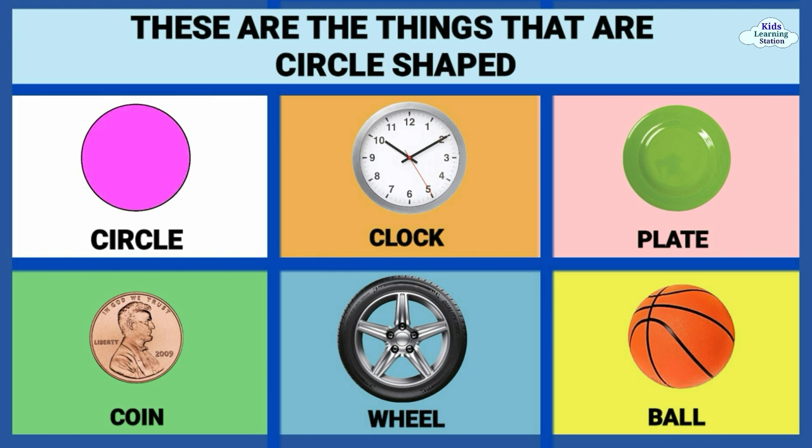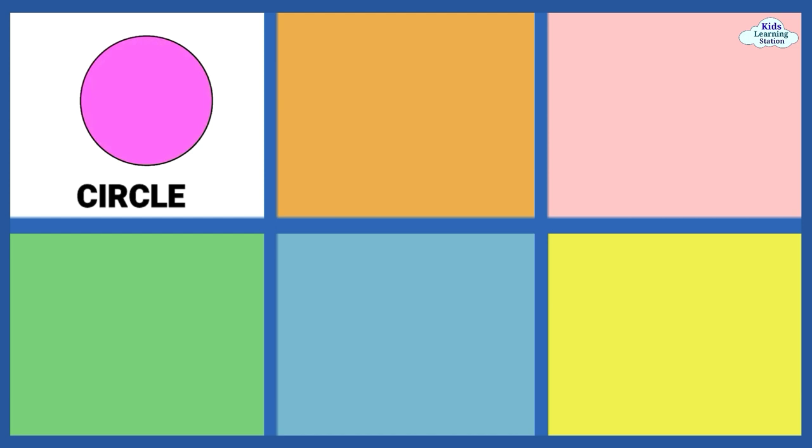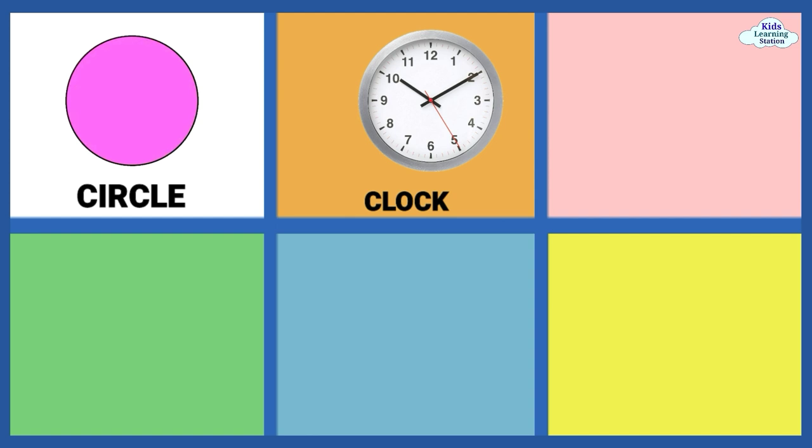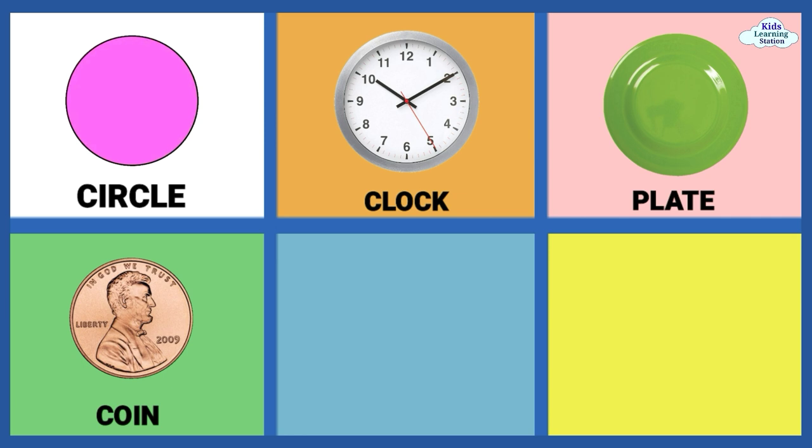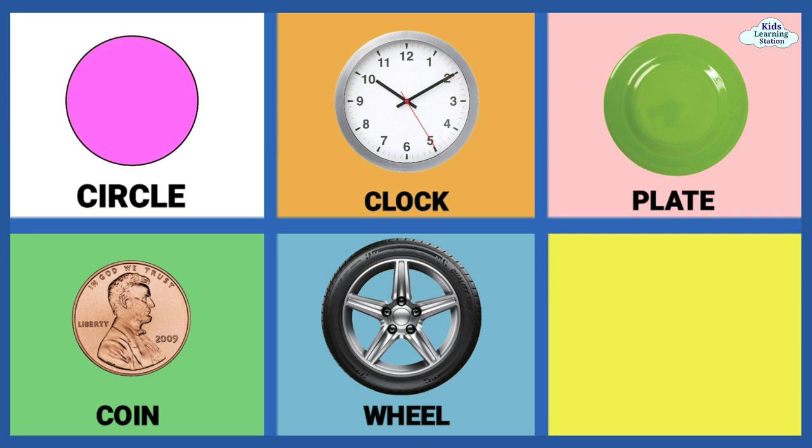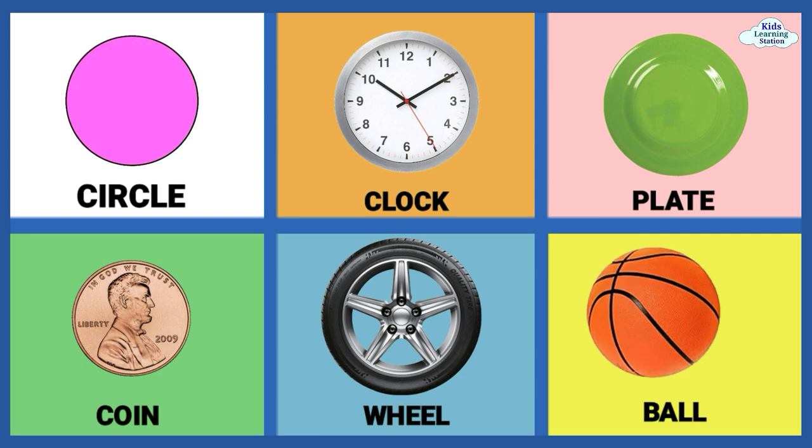These are the things that are circle shaped. Circle. Clock. Plate. Coin. Wheel. Ball.